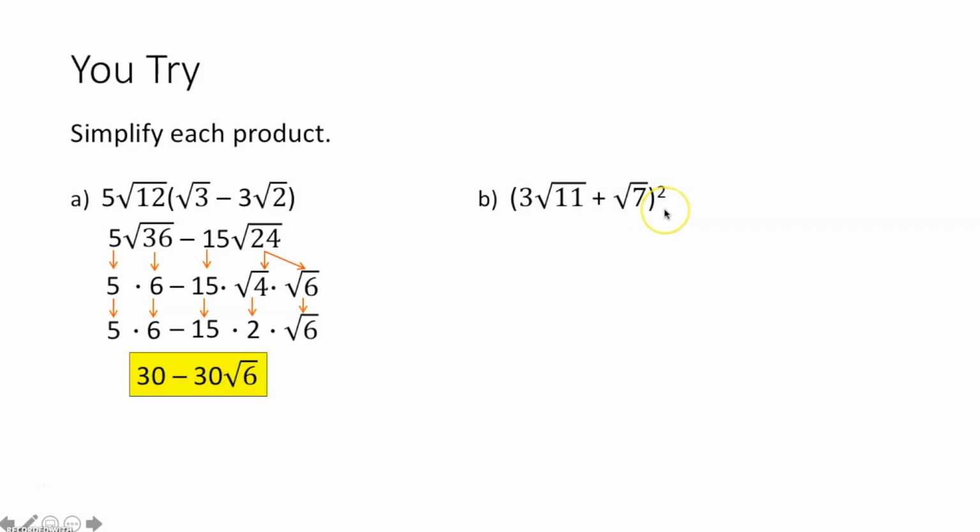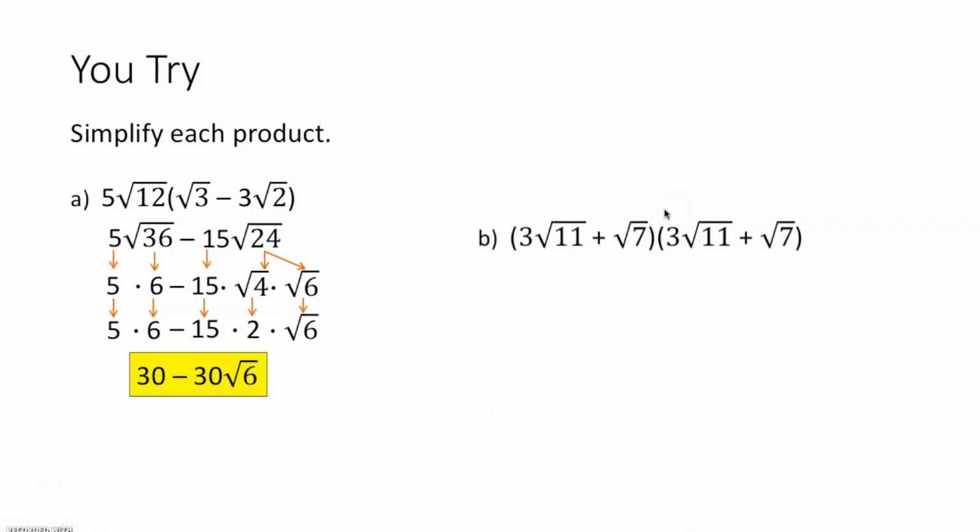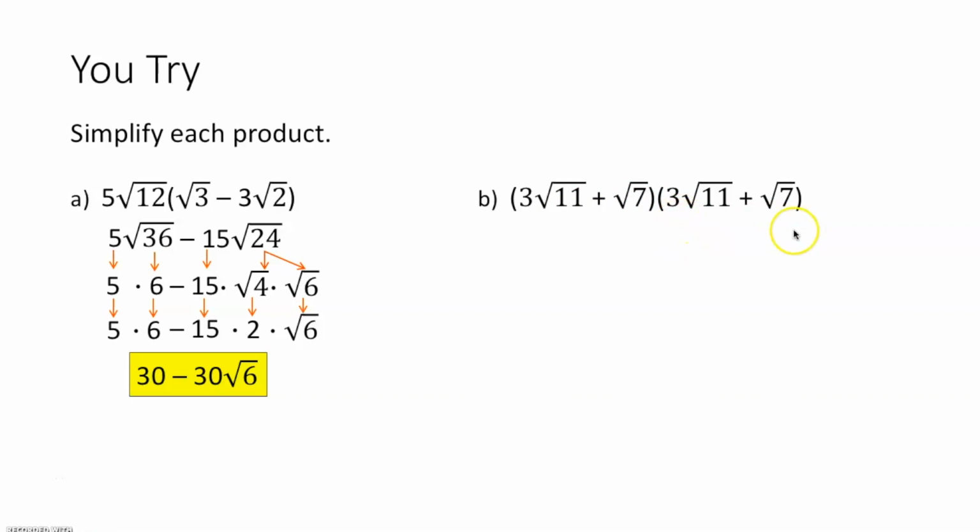So this is going to help you if you rewrite it as 3 rad 11 plus rad 7 times 3 rad 11 plus rad 7. Now you see that you are in charge of foiling it. You don't want to just square each term. That's not how that works. 3 rad 11 plus rad 7 squared looks like this. Now we foil. So we multiply the first terms together. What's 3 times 3? That's 9. What's rad 11 times rad 11? That's rad 121.